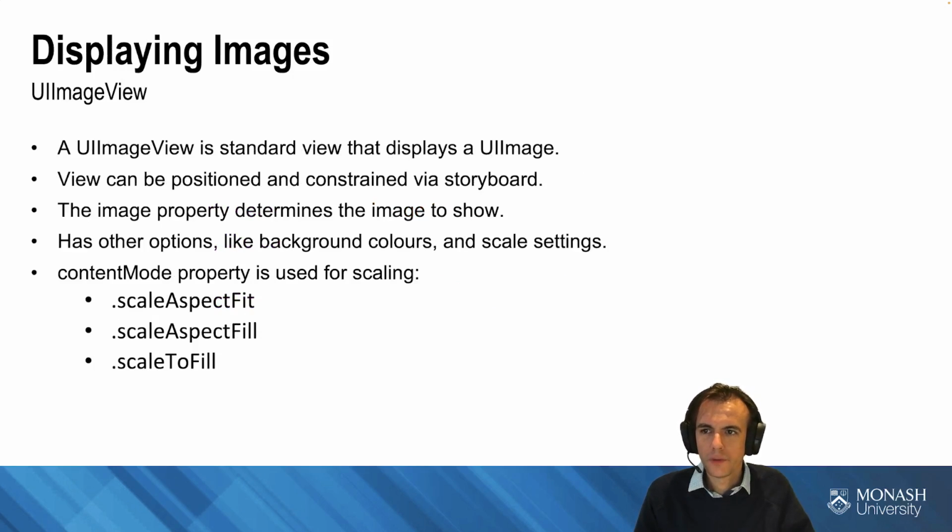So once we've got an image, we're loading it into an image view. So this is the UI component that can show images. And this is a view that you can position and constrain, set sizes via the storyboard. And it has an image property. And this determines the particular image that the image view shows. And it has a number of other options that you can look at. For example, background colors and scale settings. Probably the most interesting one of these for you to look at would be the content mode property, which controls the behavior within a particular area.